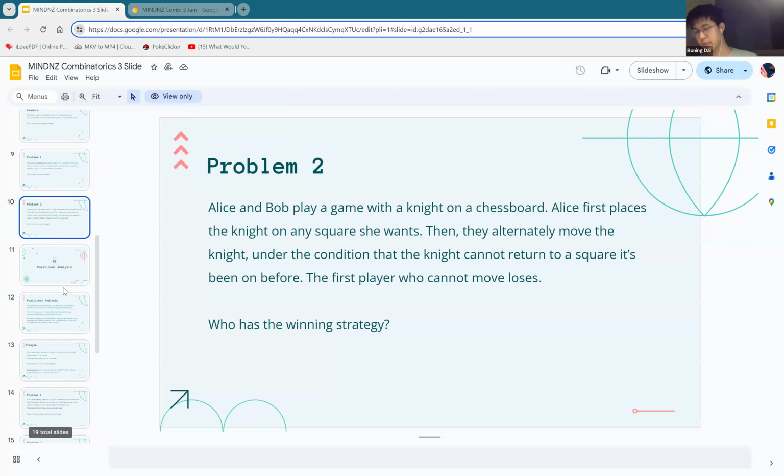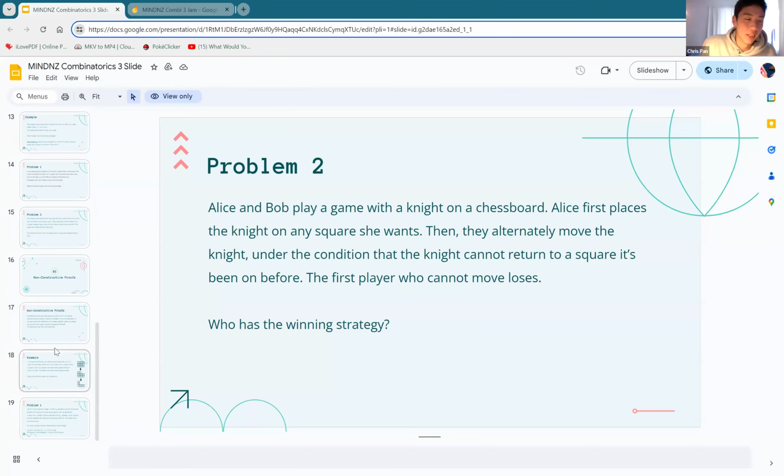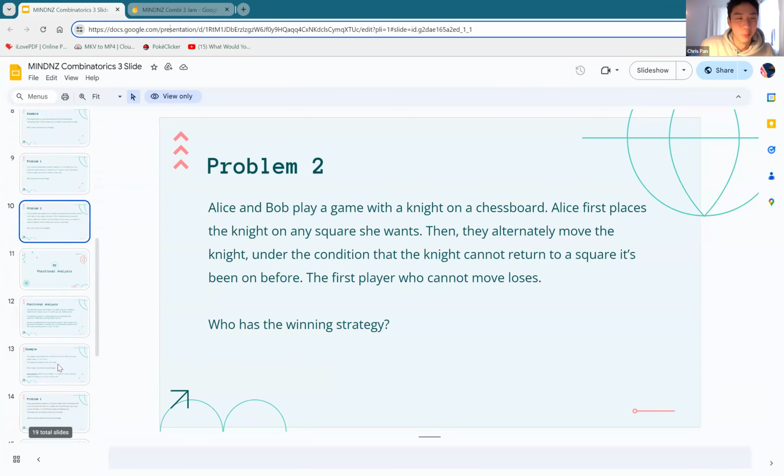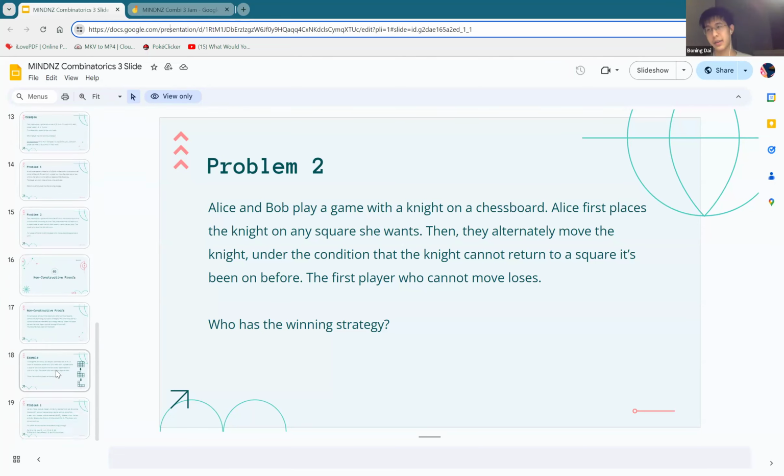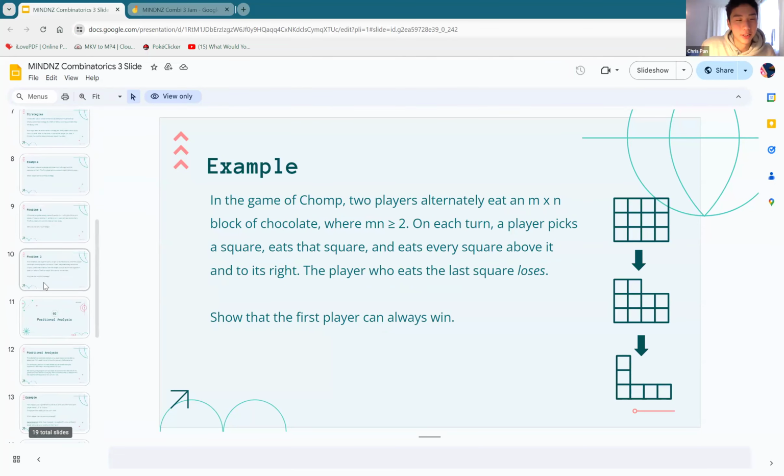Later on, we get to some real non-constructive proofs where I can tell you that player one wins, but if I was playing player one, I genuinely would not know what to do to win. This example, though, is a construction.